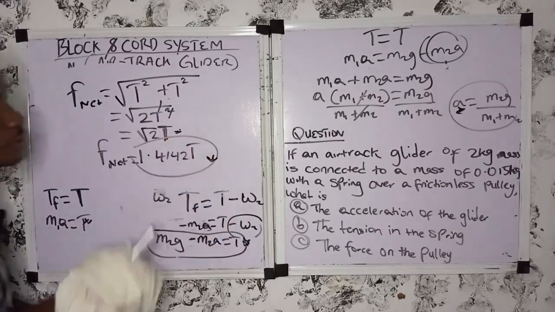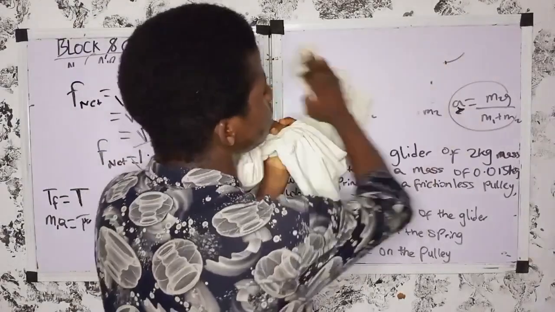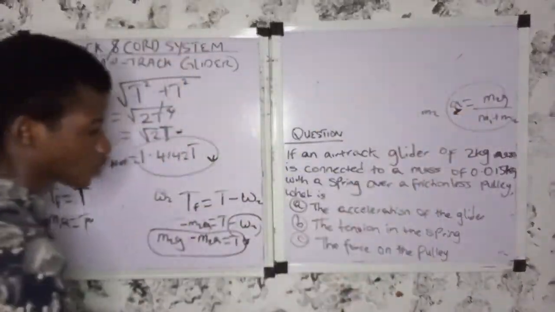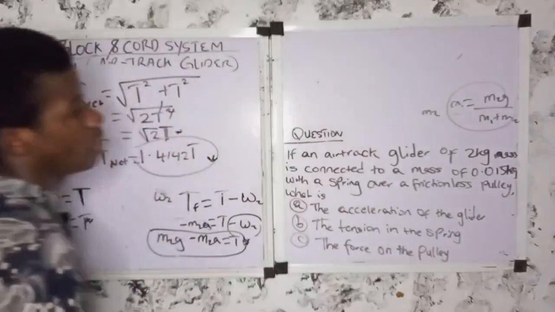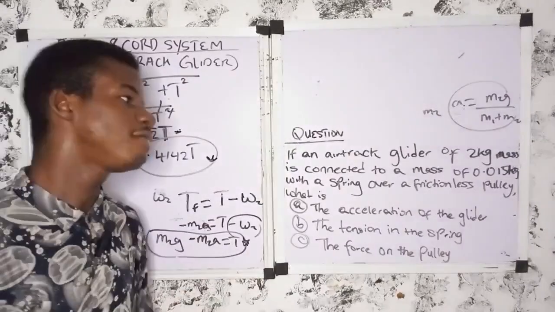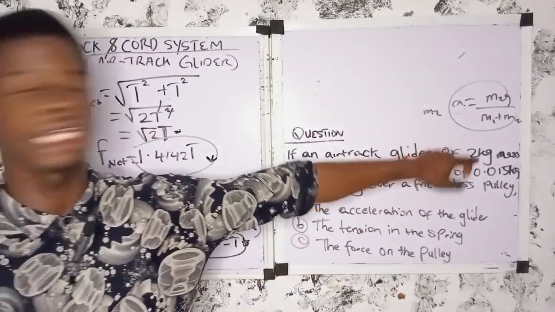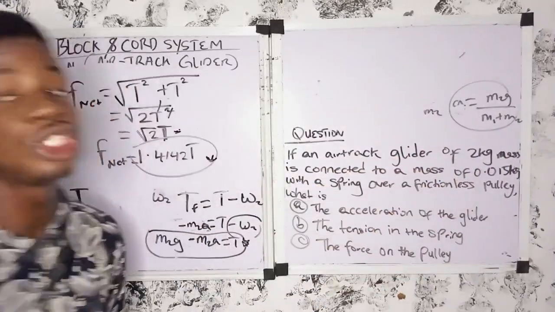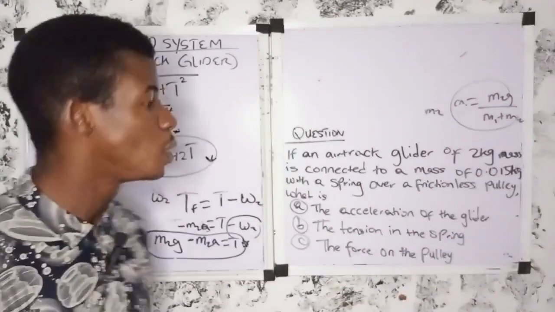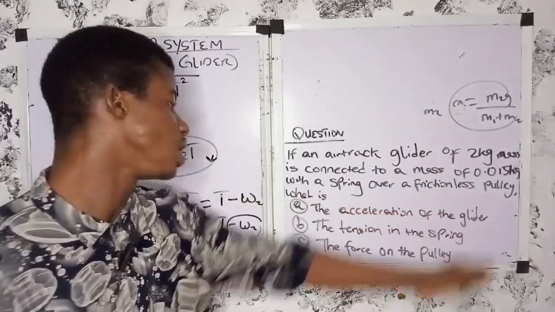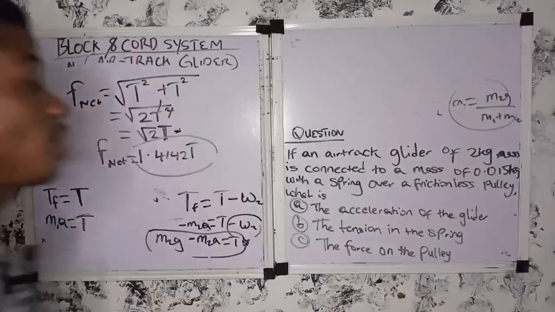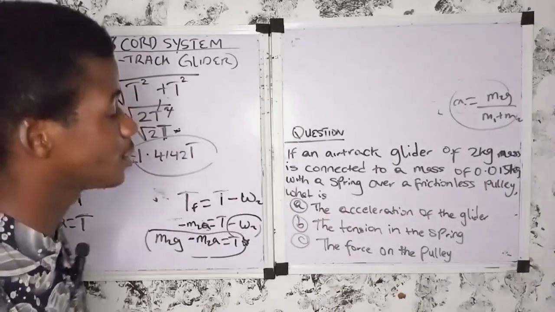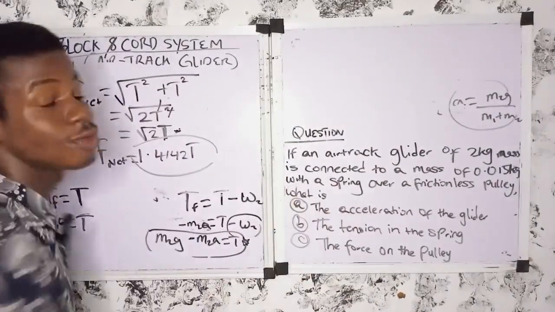So let's look at the acceleration first, using this formula. Now let's read the question. If a neutral glider of 2 kg mass is connected to a mass of 0.0115 kg with a spring over a frictionless pulley, what is the acceleration of the glider? So we look for the acceleration of the glider.